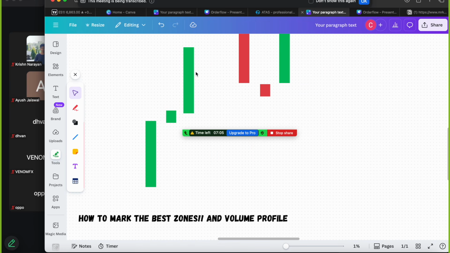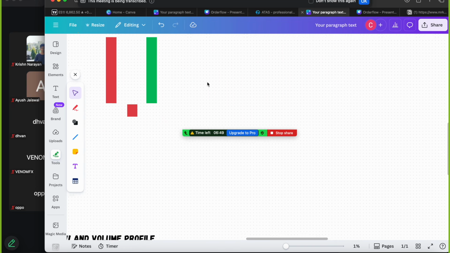Now let's see the green ones. 3 candles are going up. Big green candle, impulse green candle, resting green candle, impulse green candle. Impulse, rest, impulse. No matter the color, it does not matter.